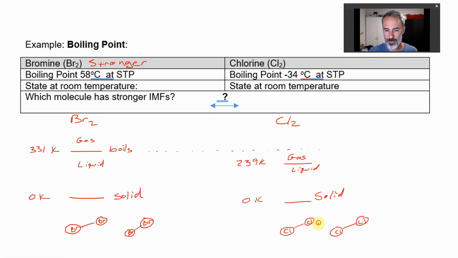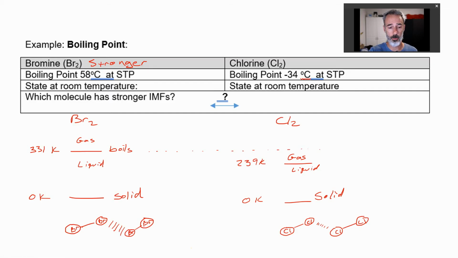That must tell you that this intermolecular force is pretty darn weak between chlorine particles. Whereas look how much longer bromine hung on to a much higher temperature. That means those attractions must be significantly stronger.